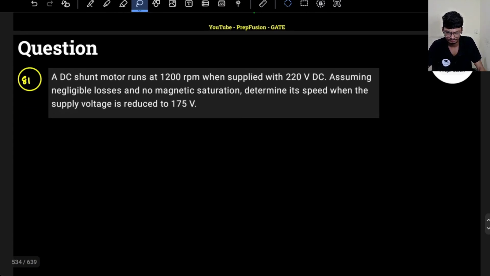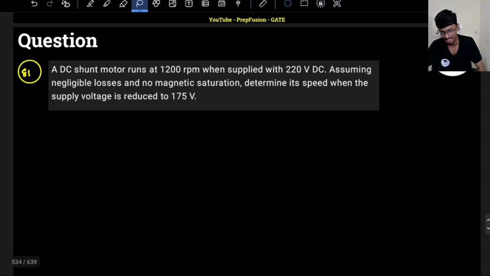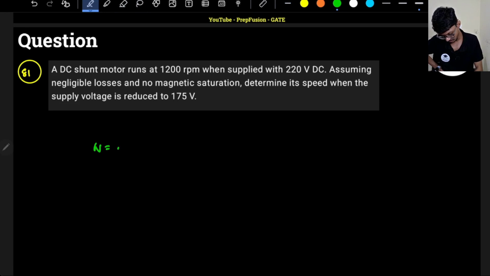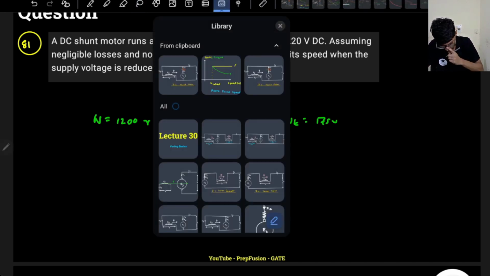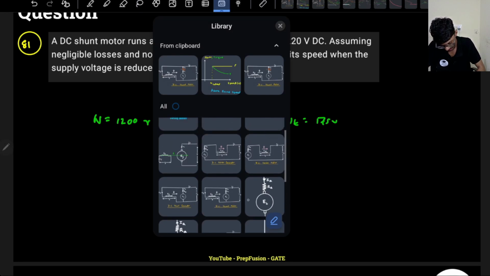So this is the next question where we have a DC shunt motor that runs at 1200 rpm when supplied by a 220 volt DC. So N is 1200 rpm. Assuming negligible losses, no magnetic saturation, determine its speed if the supply voltage is reduced to 175 volts. One important factor to note: we are changing the terminal voltage. They have not mentioned anything about the load.